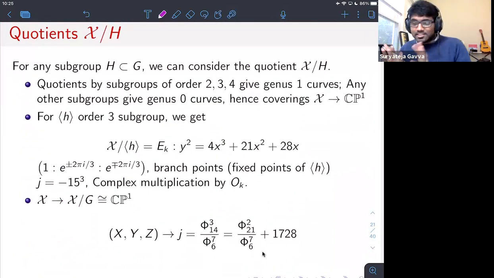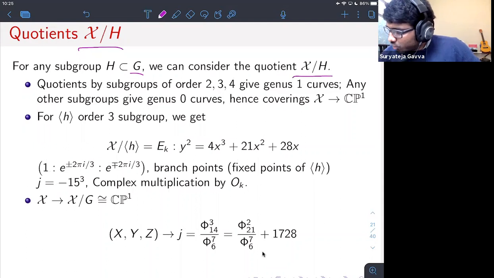If we have this algebraic perspective, we have something about the geometry, but now we can ask other questions. For instance, we have this curve and we have a group acting, and if you take a subgroup and take the quotient of the curve, what kind of curves do you get? In general, most of the quotients will give you a genus 0 curve. But if you quotient by some subgroups of order 2, 3, and 4, you get a genus 1 curve.